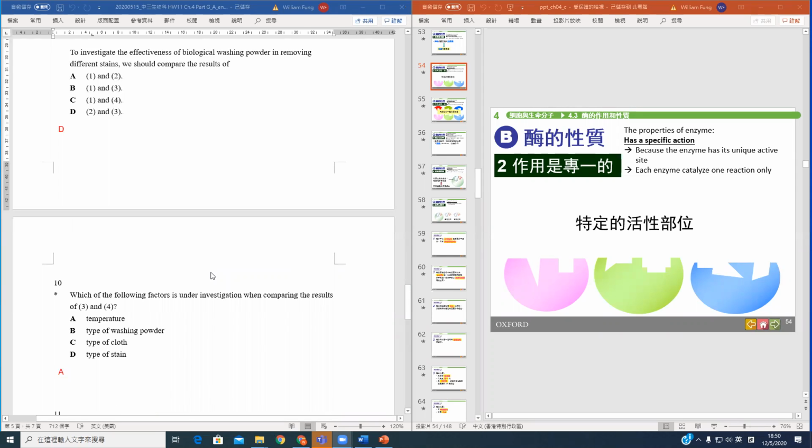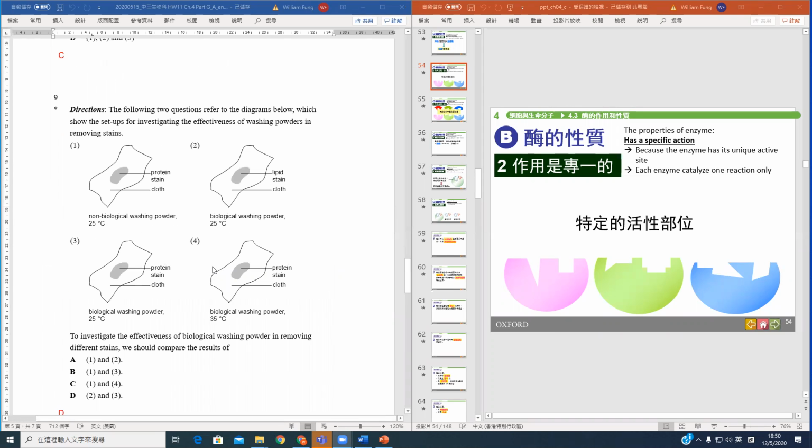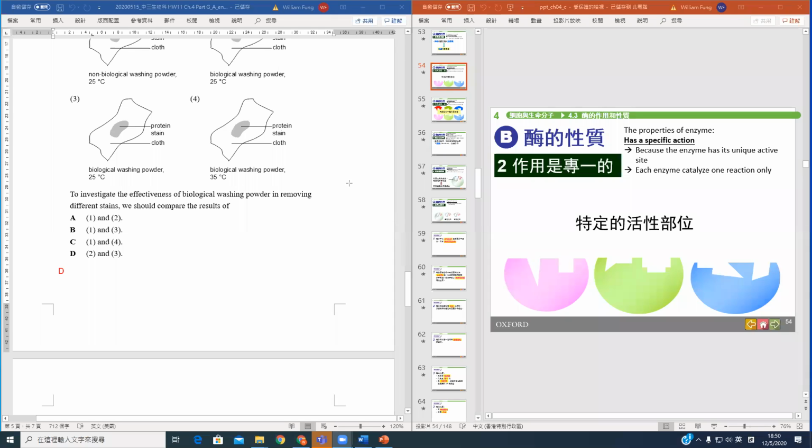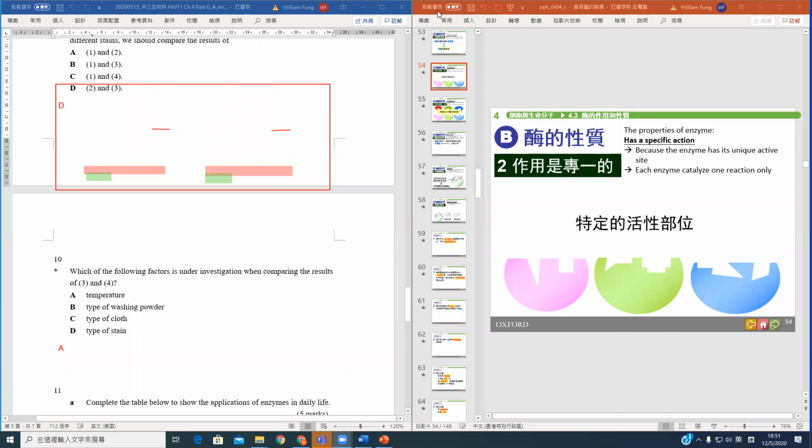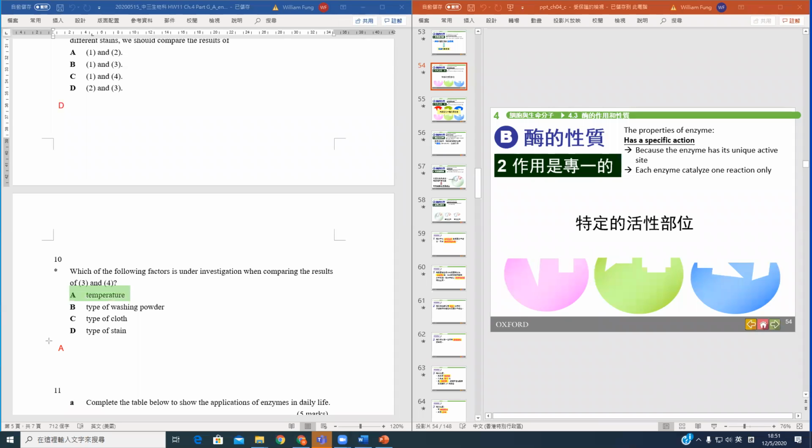Which of the following factors is under investigation when I'm comparing cell 3 and 4? So take a look at 3 and 4. What is under comparison? What is the same? Protein is the same. What else is the same? Biological washing powder is the same. And the only difference lies in 35 degrees and 25 degrees. So the temperature is different. So we are investigating the effect of temperature. Okay, you see that the answer is A, temperature.